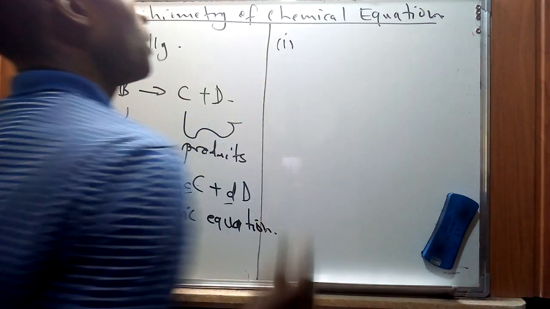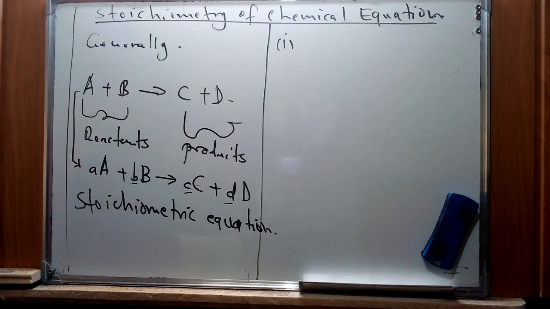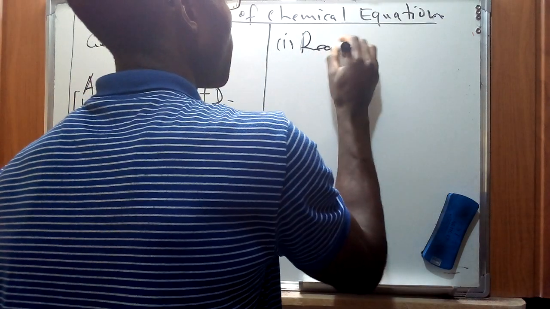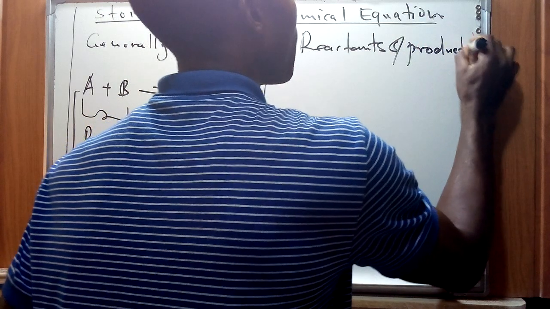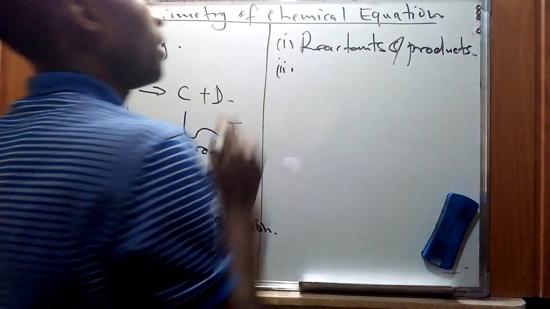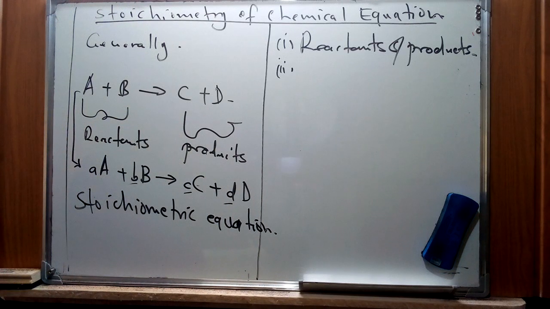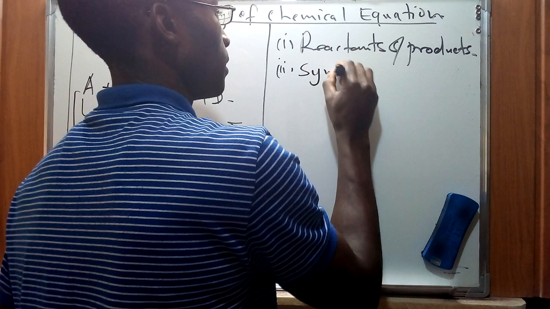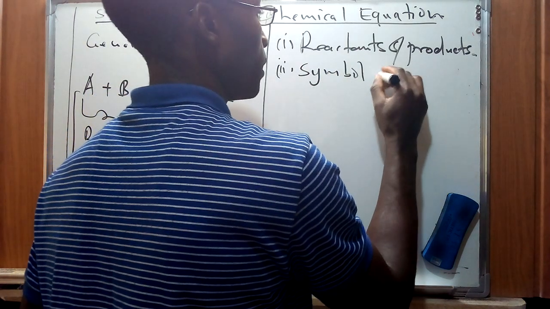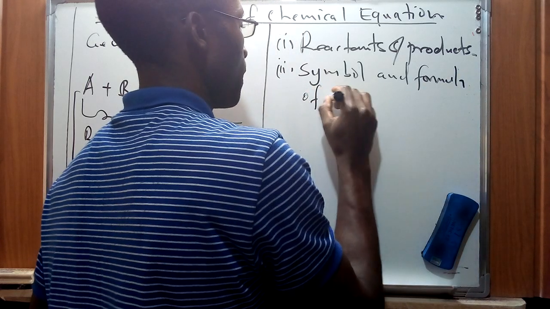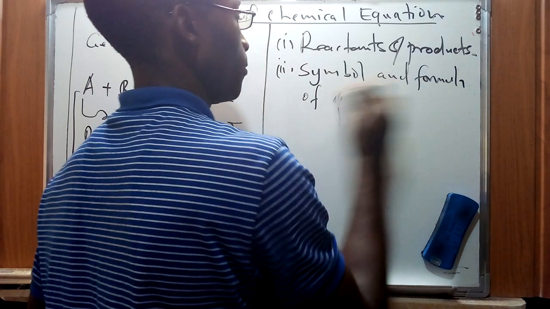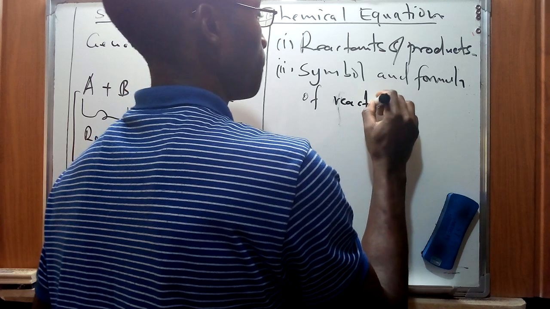The first one, from a balanced chemical equation or a stoichiometric equation, we are able to know the reactants and the products. And secondly, from this balanced equation, we are able to know the symbol and the formula of substances that are taking place in that chemical reaction. So basically these are the symbol and the formula of the reactants and the products.